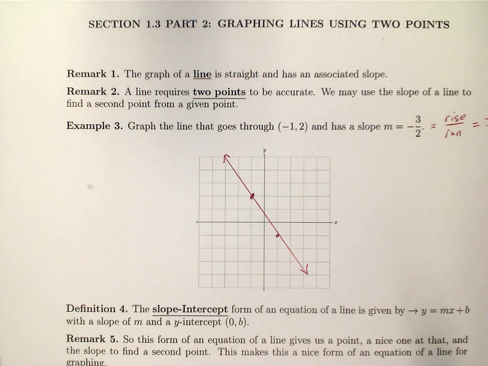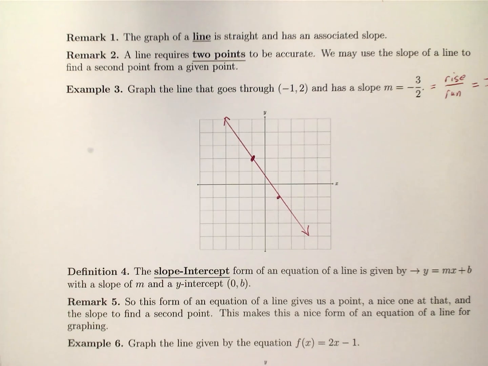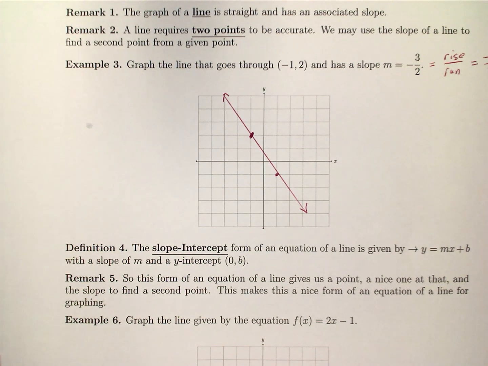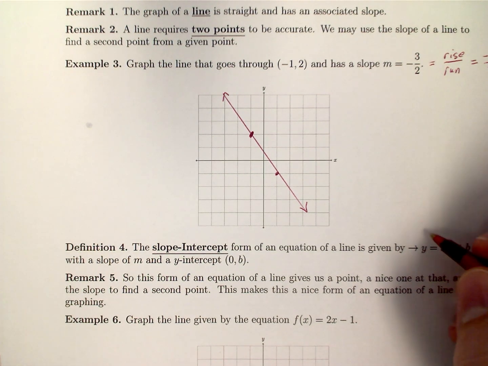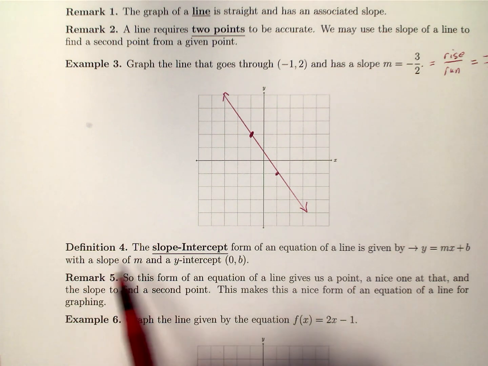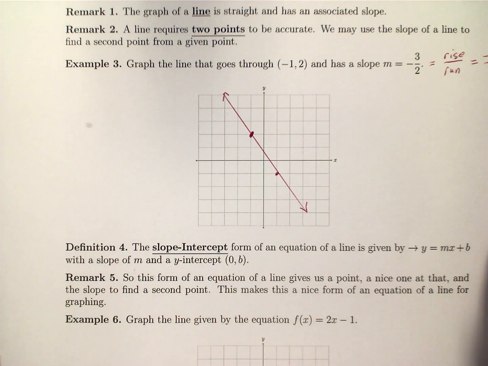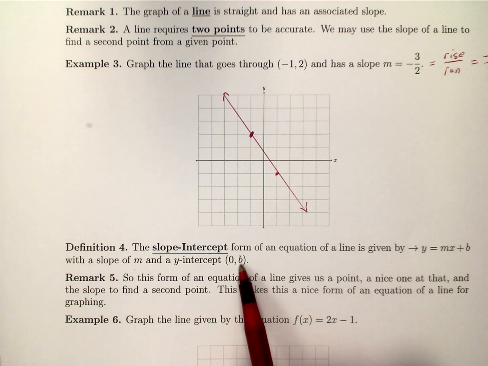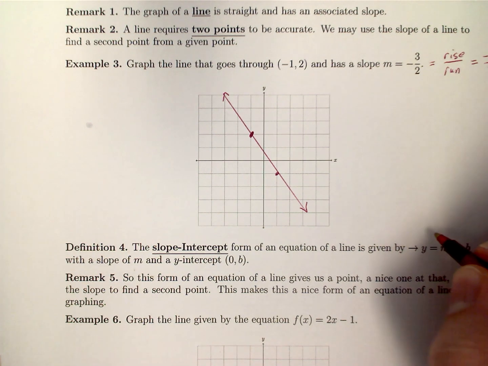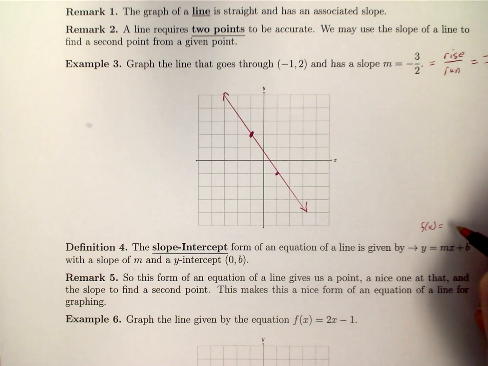As it turns out, the slope-intercept form of an equation of a line, which is given by y = mx + b, gives us slope, and it gives us a point of the form (0, b), where b is the y-coordinate of this point. And further, notice that, remember, y and f(x) are interchangeable when you're dealing with functions.